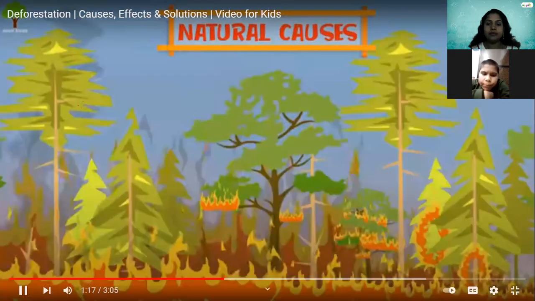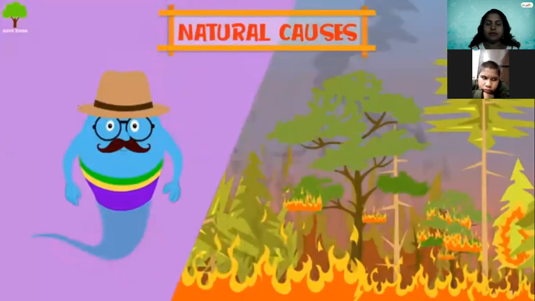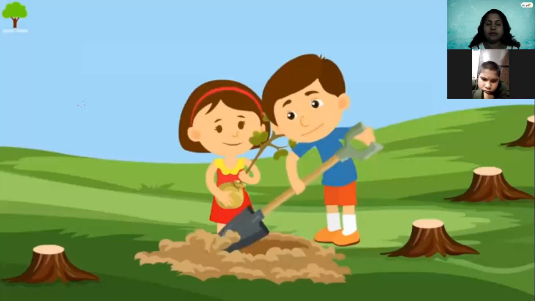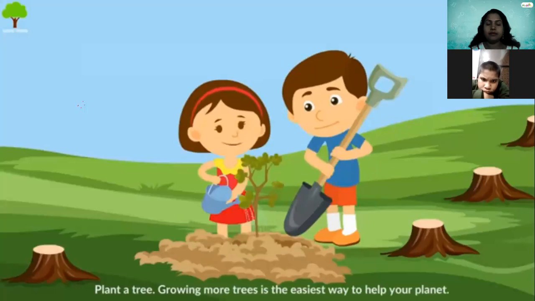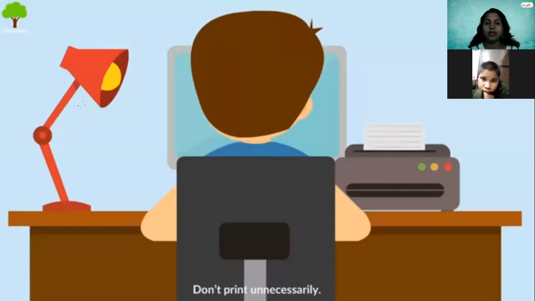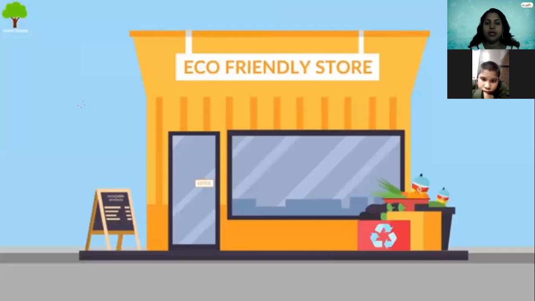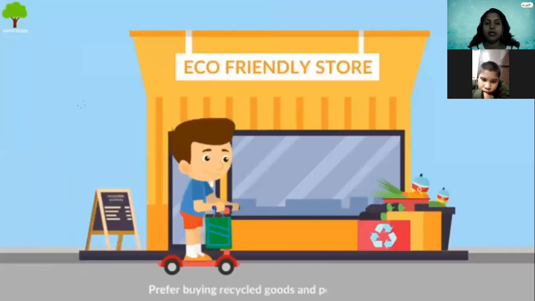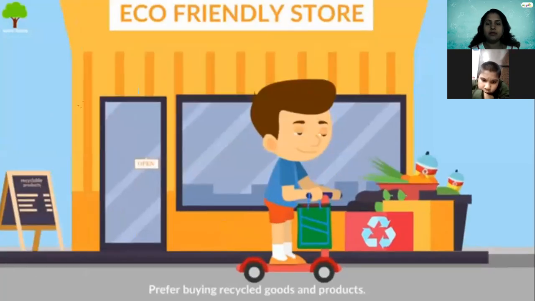We should try to stop deforestation. Here are some ways. Plant a tree. Growing more trees is the easiest way to help your planet. So we have to plant more trees. Don't print unnecessarily. Try to avoid printing any files you're not sure you really need. Prefer buying recycled goods and products. A recycling icon on the product means it was made from renewable resources.